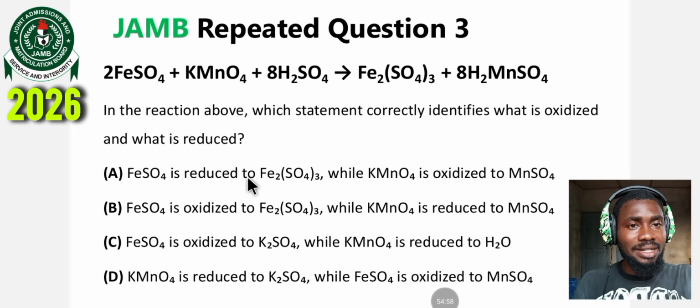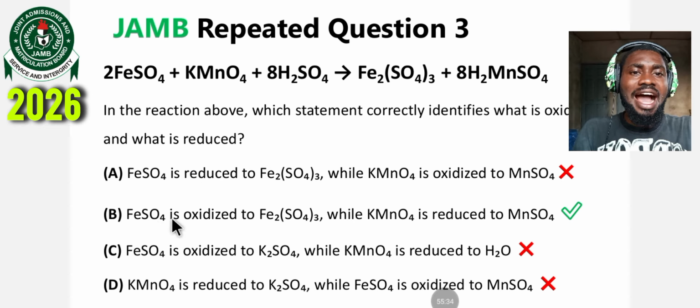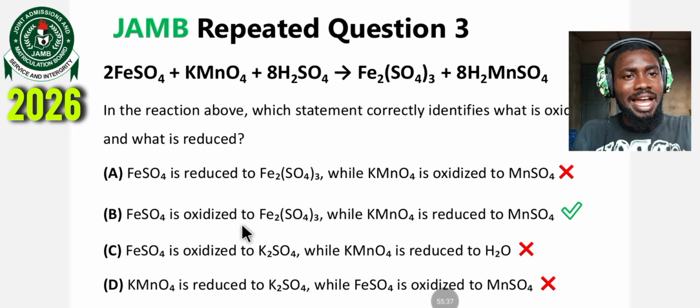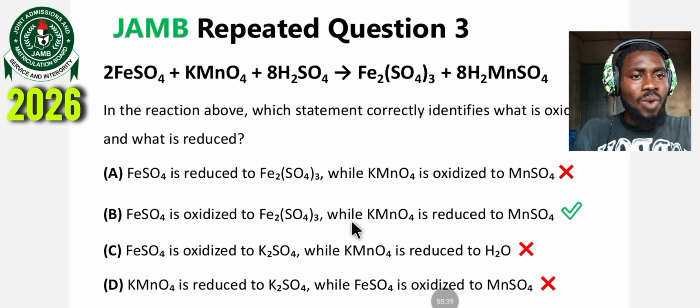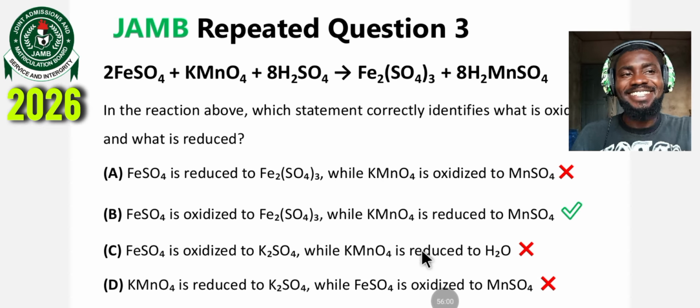During oxidation, the oxidation number increases. You can see that iron(II) tetraoxosulfate(VI) here turned to iron(III) tetraoxosulfate(VI) here. That tells you that it was oxidized to form this. So the correct option, which is B: iron(II) tetraoxosulfate(VI) is oxidized to iron(III) tetraoxosulfate(VI), while potassium tetraoxomanganate(VII) is reduced to manganese tetraoxosulfate(VI). Congratulations on earning your 1 mark in JAMB UTME 2026 Chemistry.